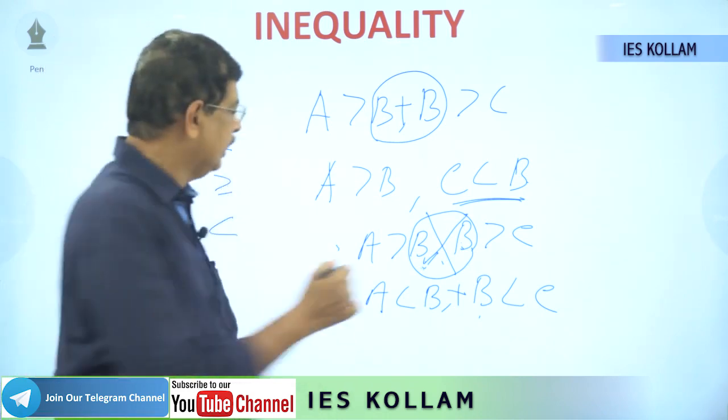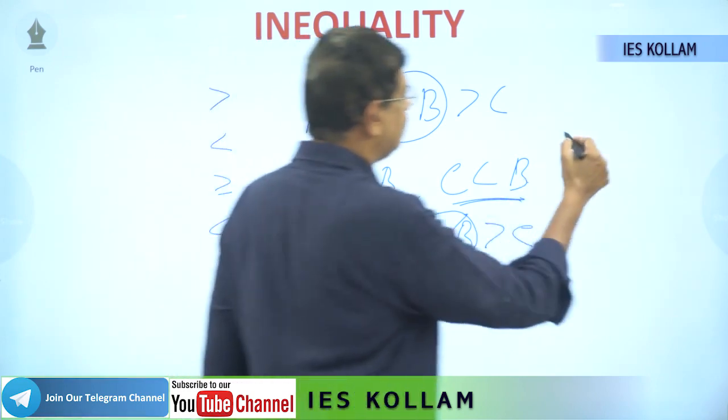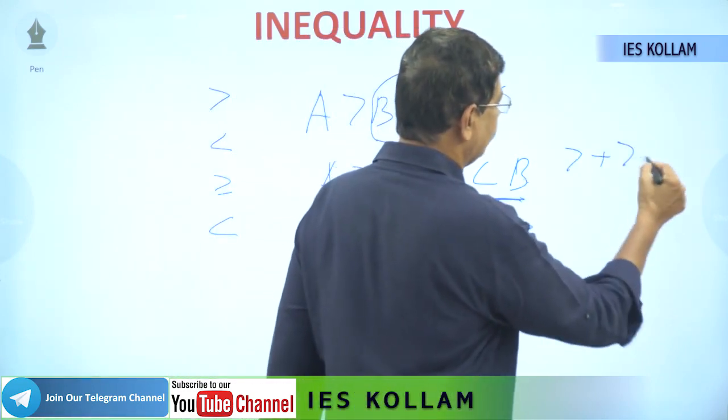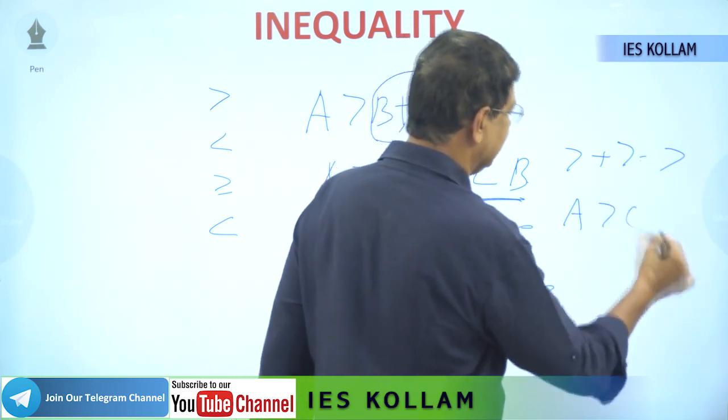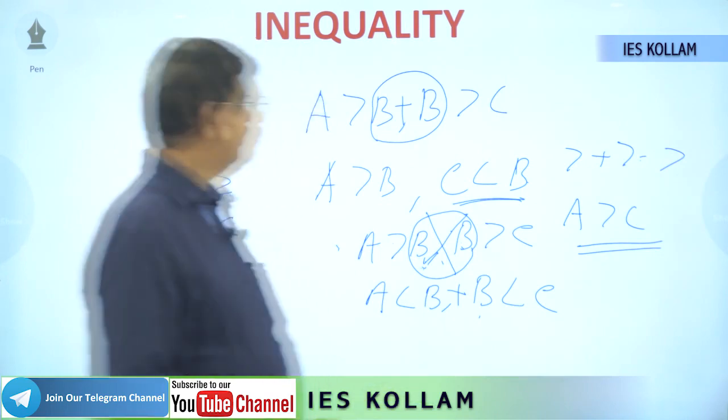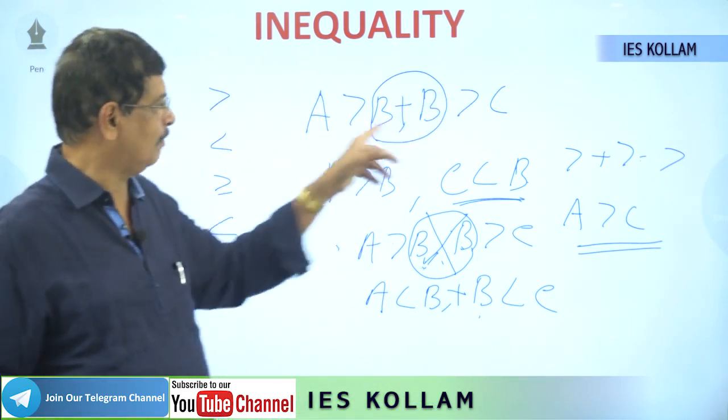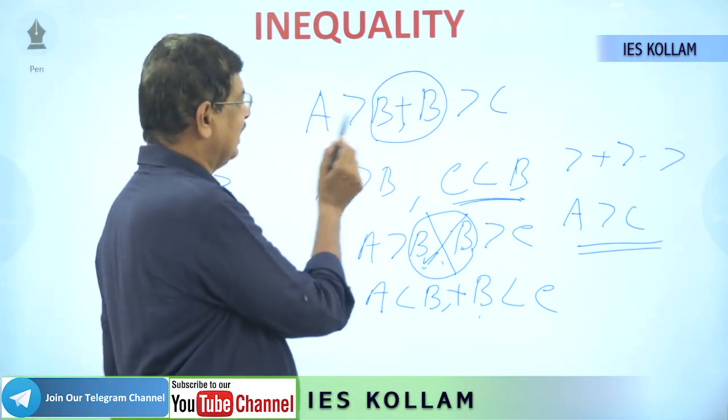Then this will cancel. Greater than plus greater than, what will it be? Always definitely greater than. Therefore, A greater than C will be the answer. The net answer: when A greater than B and B greater than C, the common term will cancel.